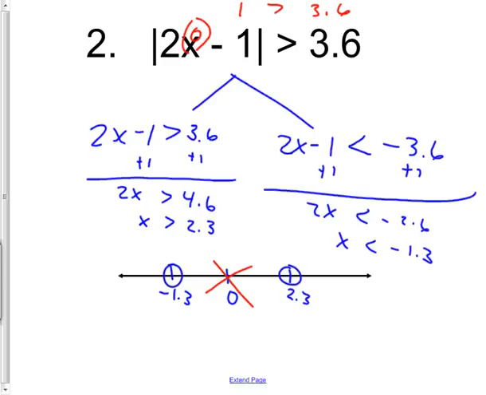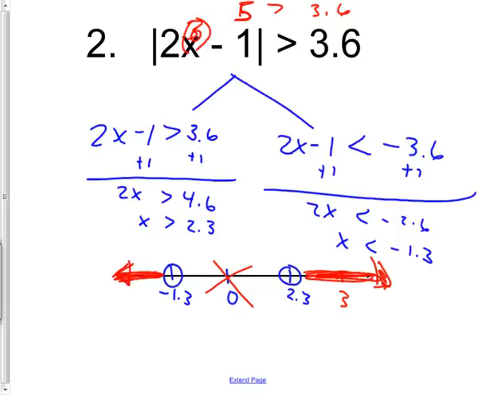Then you test a point over here. And then you test a point over here. When you're testing a point over here, you'll find out that it works. Like, say 3. 2 times 3 is 6, minus 1 is 5. Absolute value of 5 is 5. And is 5 greater than 3.6? Yes, it is. So it works over here, and then it ends up working over here.